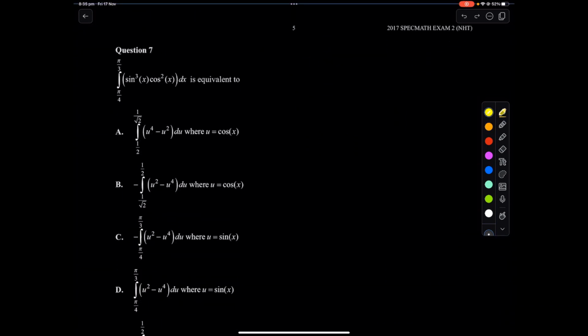Question 7. Okay, this integral sine to the power 3 x cos squared x equals what? Alright, what I'm going to do here is change this sine to the power 3 to, for example, sine x sine squared x cos squared x. This sine squared over here, I'm going to change using my formulas. I know that the expression is pretty much 1 minus cos squared x, times cos squared x.